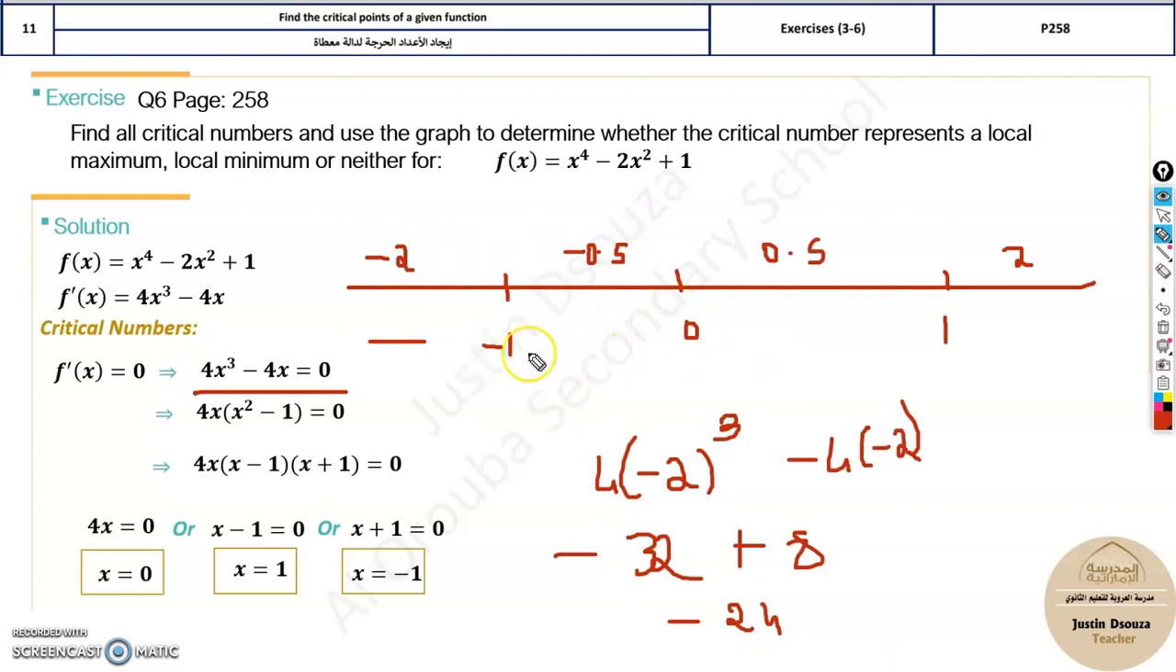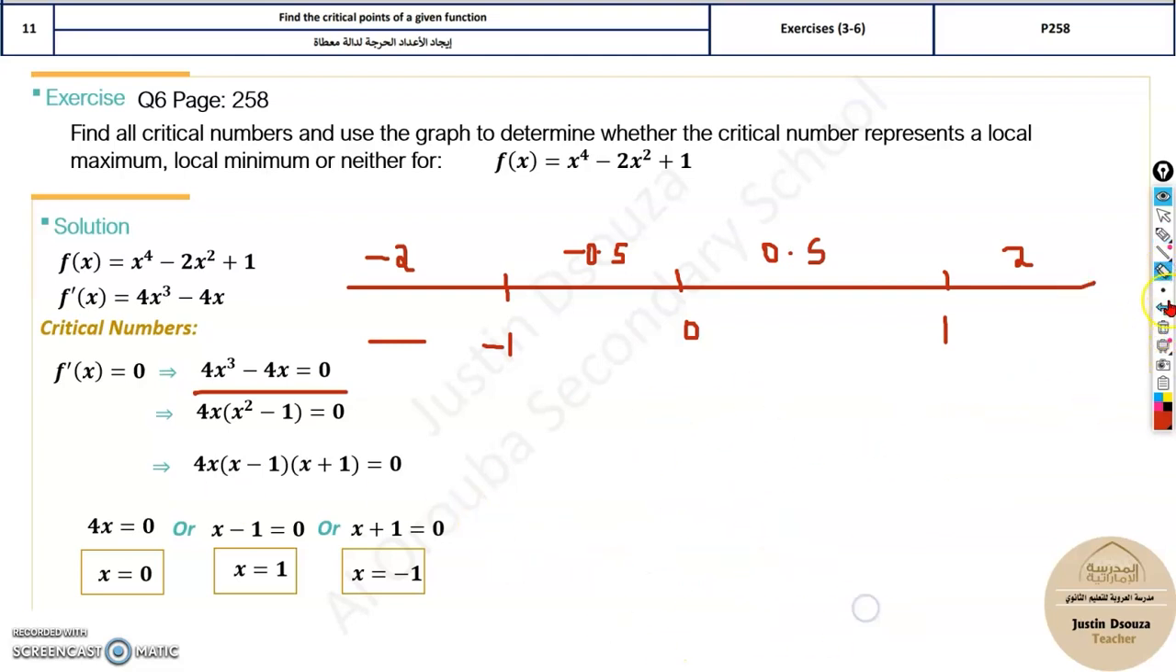Same way you need to do it for all of these. Say you put 0.5 over here and then see what will happen. So try for all and then you'll get the answer. Do it by yourself and then check.